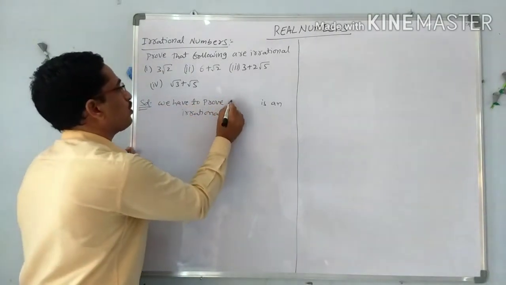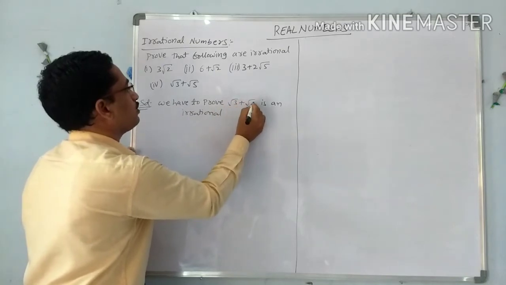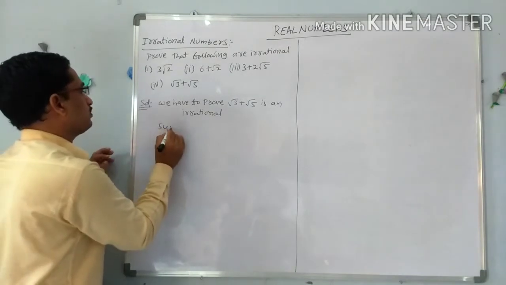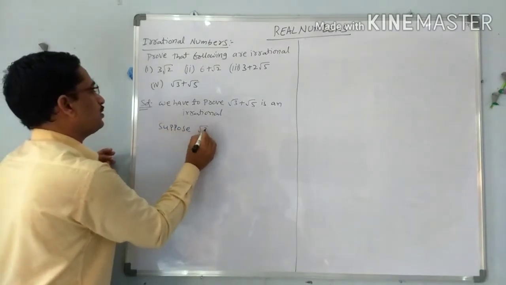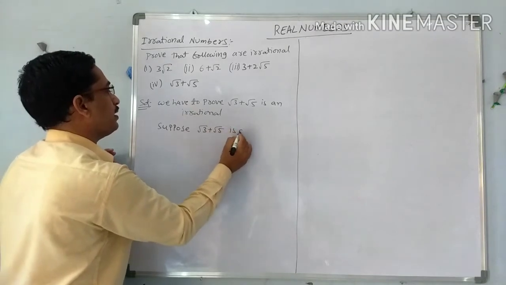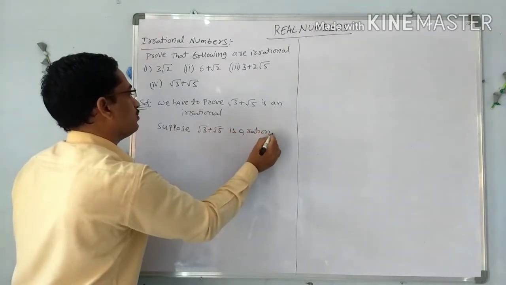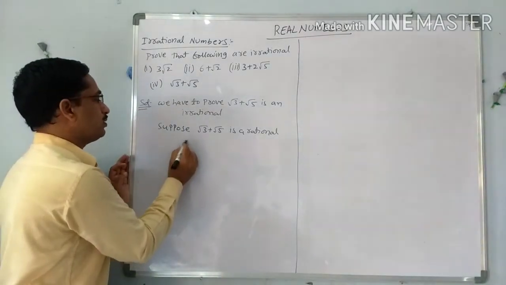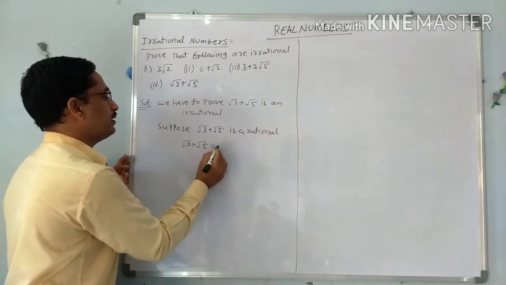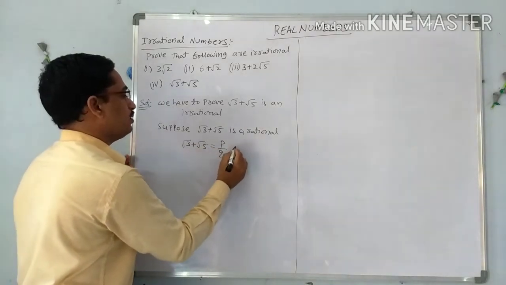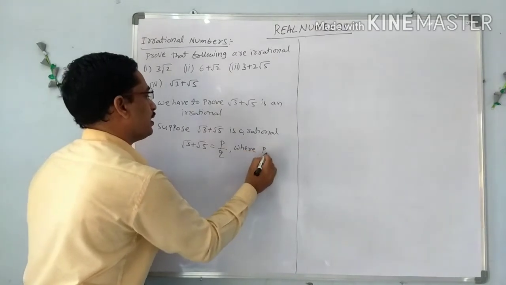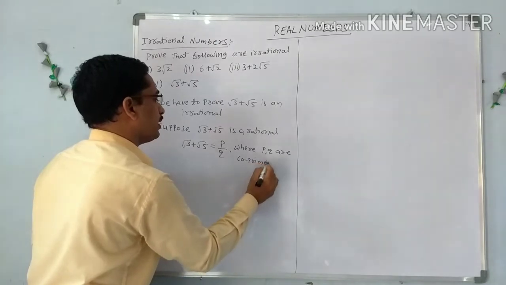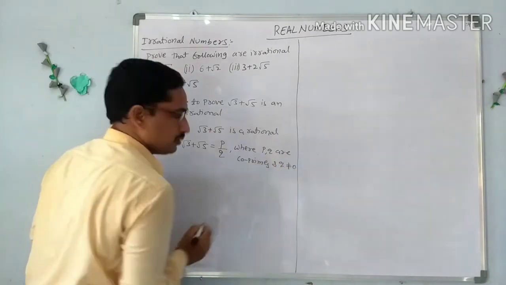We have to prove root 3 plus root 5 is an irrational. So same proof. Suppose root 3 plus root 5 is a rational, then a rational number is written in the form of p by q. So root 3 plus root 5 is written in the form of p by q, where p, q are co-primes and q not equal to 0.